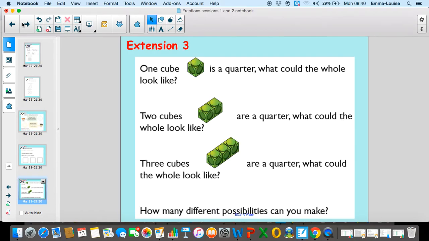And then here's one for you. If 1 cube means a quarter, what would the whole look like? Well, if we know there are 4 quarters in a whole, how many of those cubes would we need? Then, what would it be if 2 cubes were a quarter? Or 3 cubes? How many different possibilities can you find? You can look at those in more detail on the home learning page.